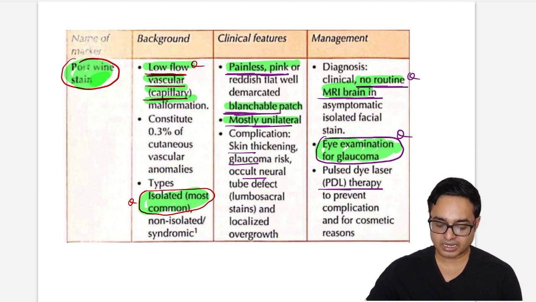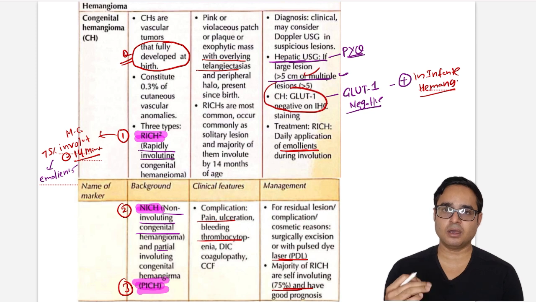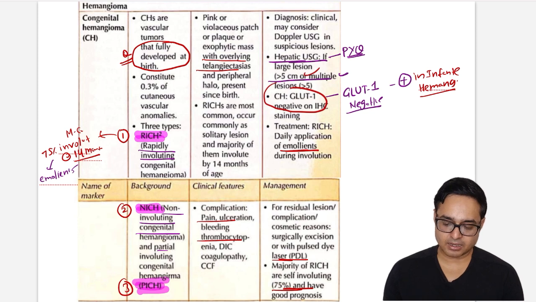This is again very much important. Hemangioma we will discuss. So, just see, hemangiomas are divided into congenital hemangioma and infantile hemangioma. As the name suggests, congenital hemangiomas are those that develop fully at birth. Okay, so congenital hemangioma develops fully at birth.